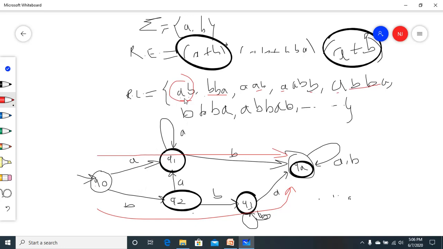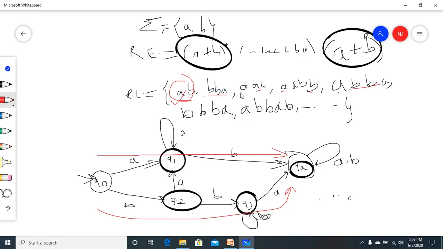We are in Q0, we read A, we move from Q0 to Q1. We are in Q1, we read the second character B, we move from Q1 to the final state. It means now our AB string is over and we are in the final state, so the AB string is accepted. Same for BB: we are in Q0, first read B, we move to Q2. In Q2, we read the second character B, we move to Q3. We are in Q3, we read the final character A, we move to QA. After reading the last character of our given string, we are present in the final state. This BBA is also acceptable.